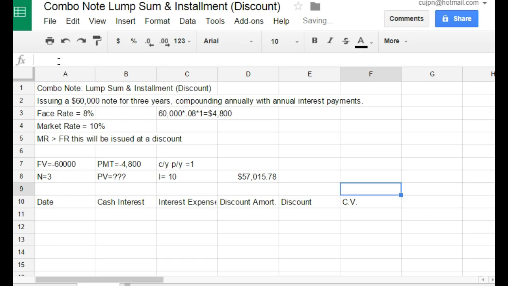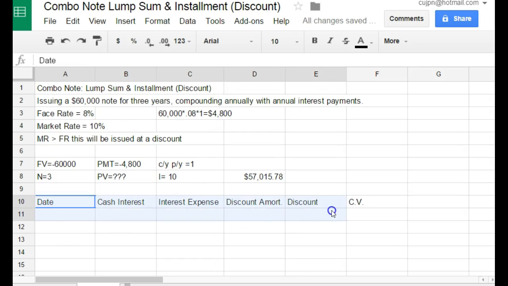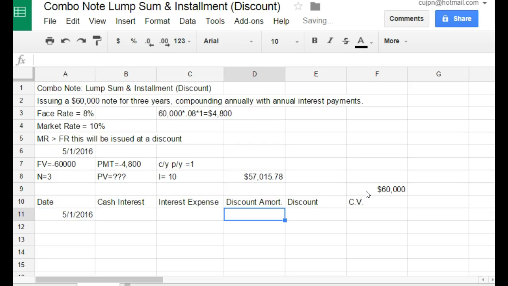Just like always, if I were to handwrite this, I would draw my line here, and above the carrying value I always like to put down the face value of the note. In this case, it would be $60,000. Now, on the date we're issuing this note, we're going to use 5/1/16 to be consistent with all of our problems. On the date of issuance, we're going to receive that $57,000, and that $57,000 is going to be our carrying value.